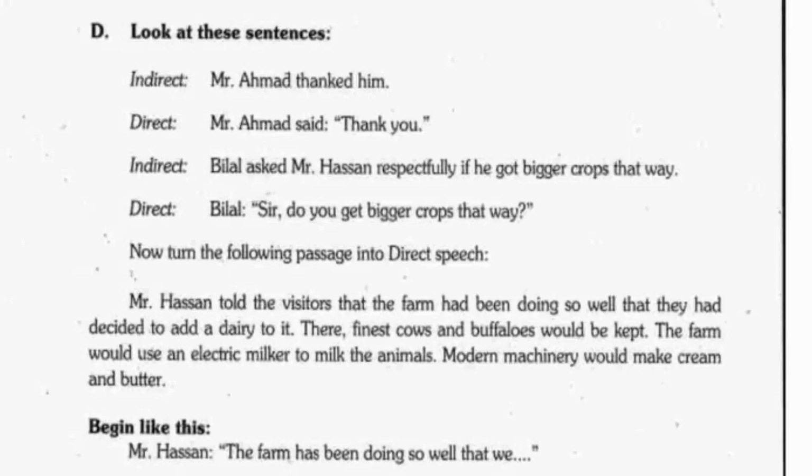The passage is: Mr. Hassan told the visitors that the farm had been doing so well that they had decided to add a dairy to it. Their finest cows and buffaloes would be kept. The farm would use an electric milker to milk the animals. Modern machinery would make cream and butter.